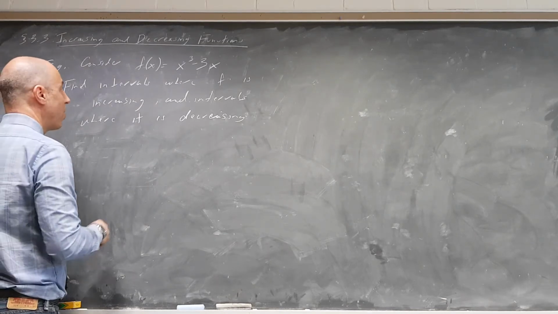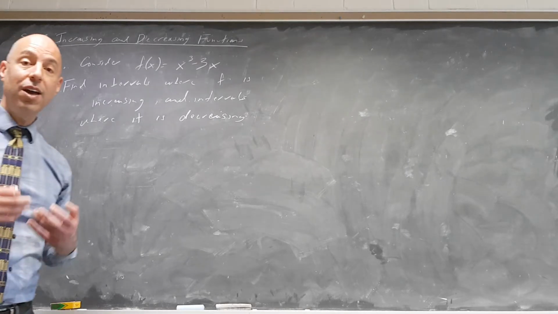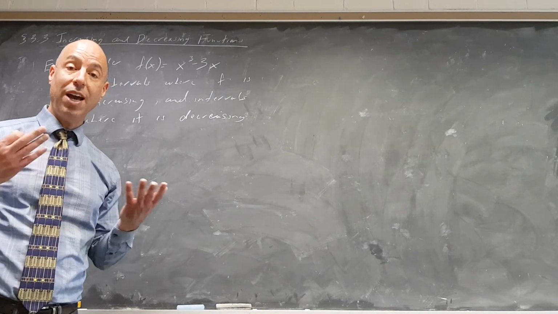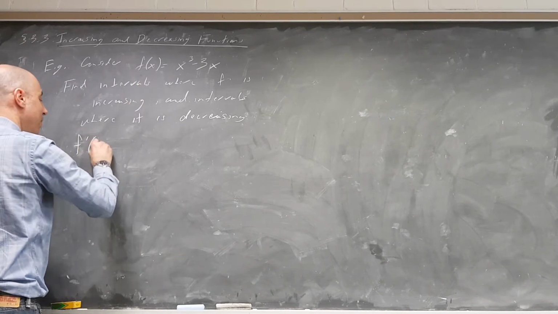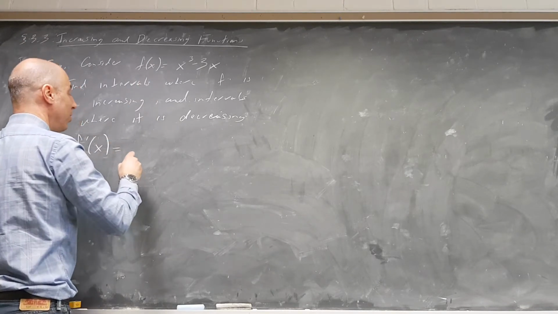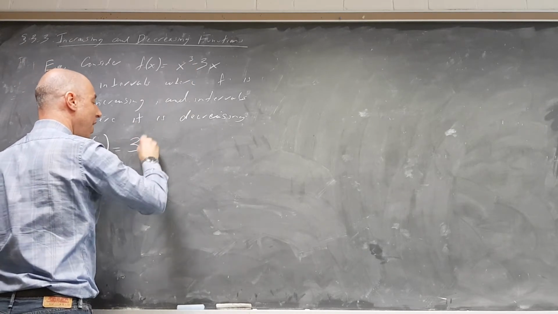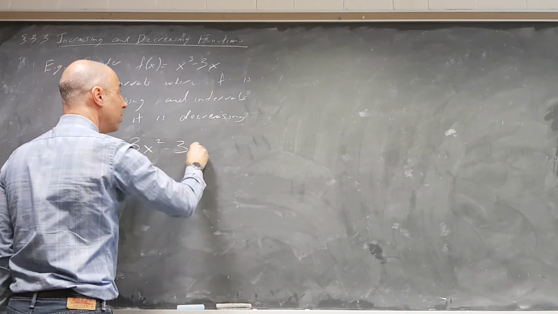Okay, so we're going to use that theorem that we proved in the last video. We're going to take the derivative and figure out where it's positive and where it's negative. We know how to do that because at the beginning of the course we did an intensive review of pre-calculus and we learned how to do sign charts. So let's go ahead and take the derivative. f prime of x equals the derivative of x cubed, which is 3x squared, minus the derivative of 3x, which is 3.